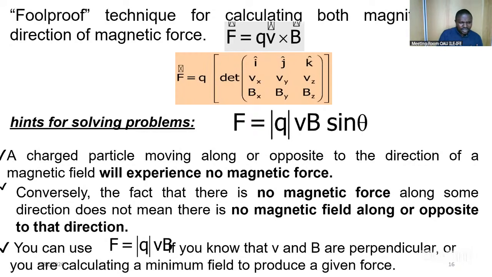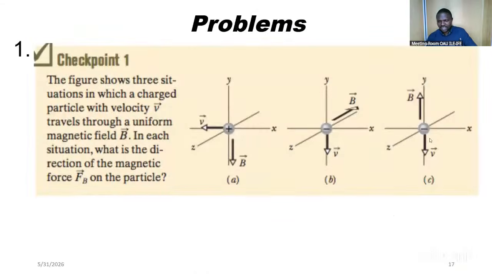Also, the fact that there is no magnetic force along some direction does not tell you that there is no magnetic field. A magnetic field may be present, but no magnetic force in that particular aspect. So in that case, we can write that F is equal to QVB if we know that V and B are perpendicular, or if you are calculating a minimum magnetic field to produce a given force. So now let's use this simple question to see if my students understand.